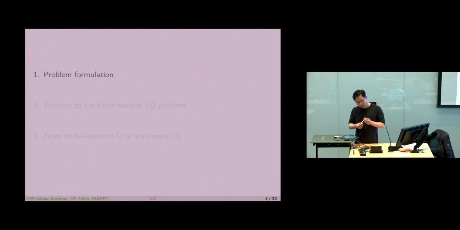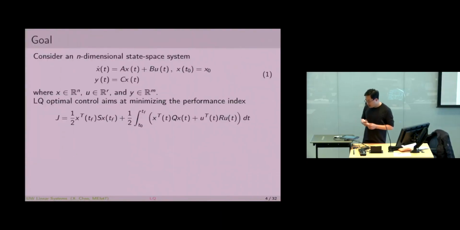What we're going to do today is to formulate the problem properly and then introduce two classes of LQ controls. One is the finite-horizon LQ control problem. Another is the infinite-horizon LQ control problem. The goal is as follows. When we talk about the performance index, this is the performance index that we mean.